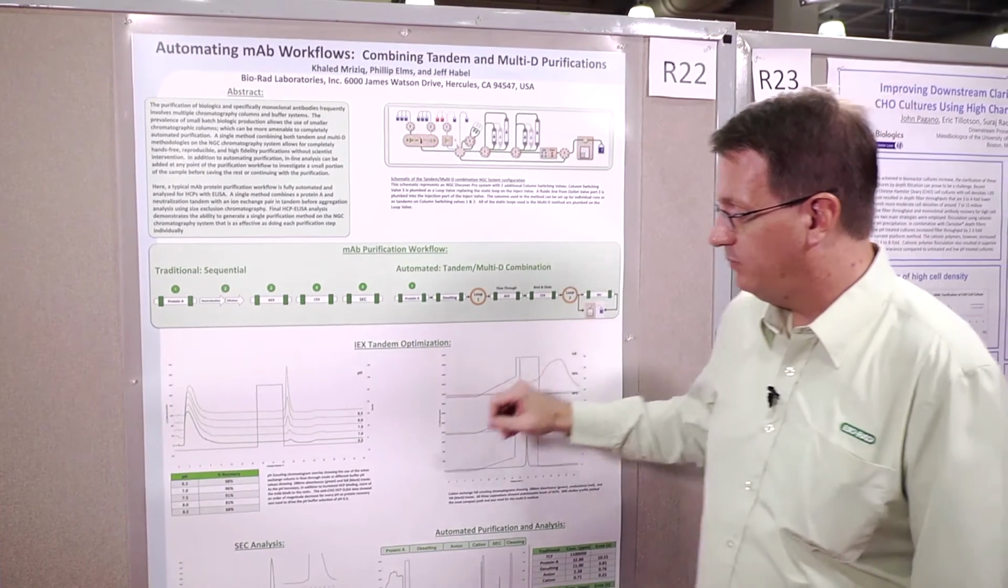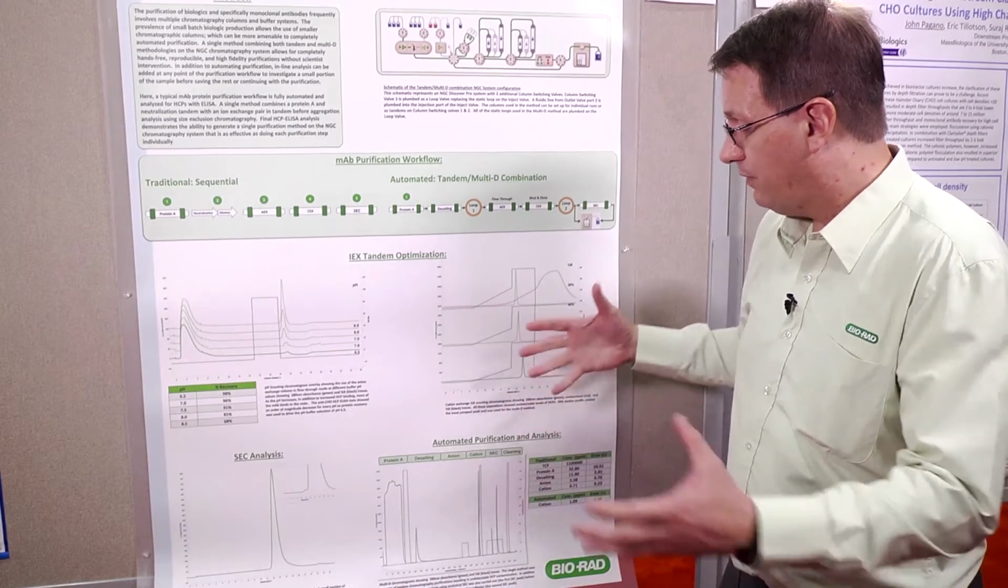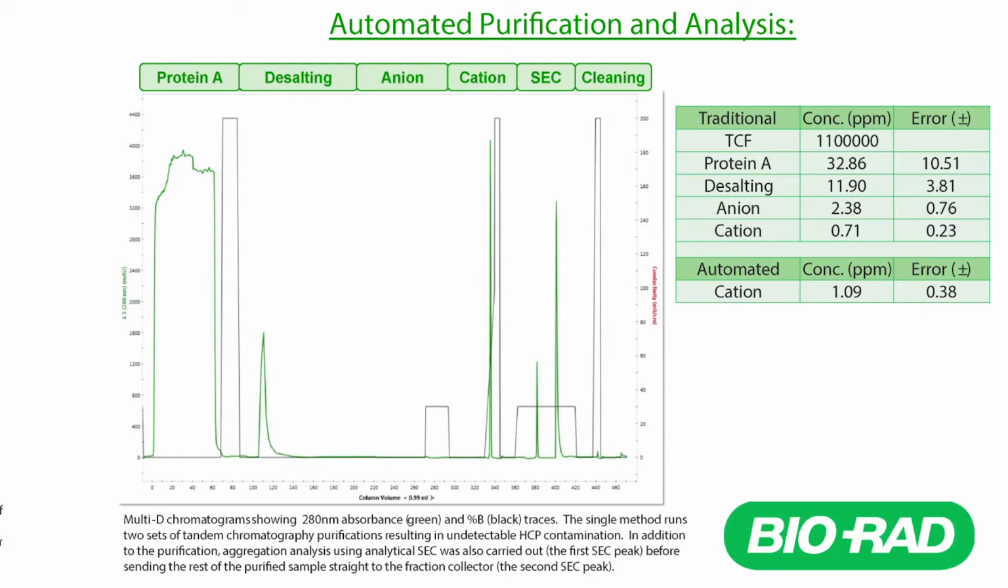In the end, we do size exclusion analysis, whether that's individually or through the automated portion. We can see in the blow up that we're actually separating out some high molecular weight aggregates from our monomer peak. Finally, we put all of this together and we demonstrate that with a single button push, you can do this entire protein purification workflow through the protein A and desalting. Then it's saved into a loop. We go through anion flow-through, cation is bind in elute. We save this peak into a second loop, put a small portion through the analysis, and save the rest.